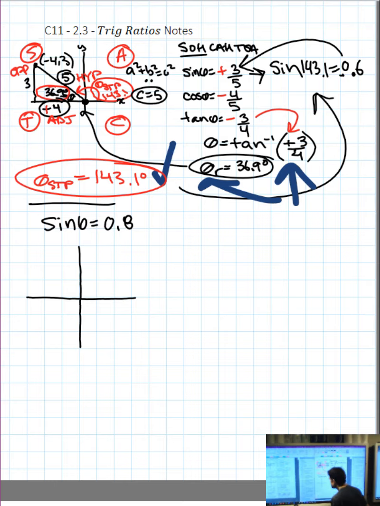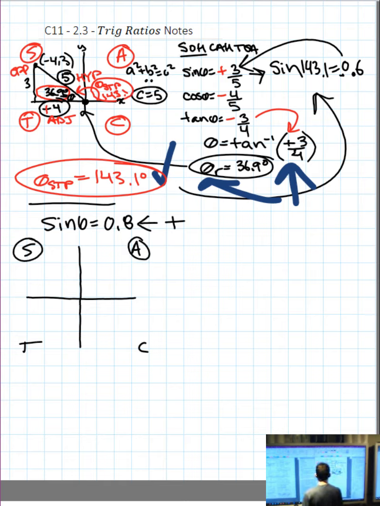Now, sine theta is equal to 0.8. It's positive, so I'm going to start thinking about positives and negatives. Oh yeah, ASTC. Let's ASTC our graph, way out in the far corners. Now, sine is equal to 0.8. That's positive. Where is sine positive? Well, it's positive in the A quadrant and the S quadrant. So we're just going to draw 2 triangles, looking like a bow tie, in the 2 triangles where sine's positive.